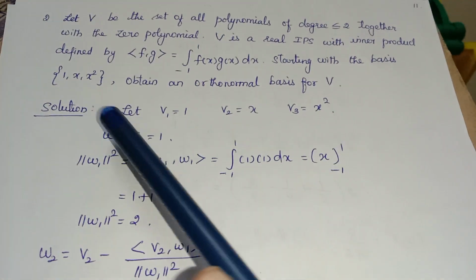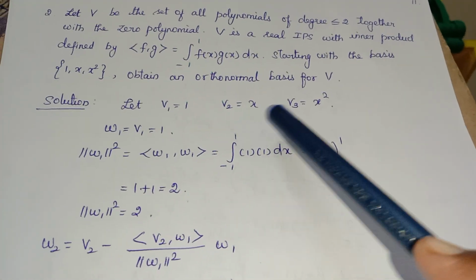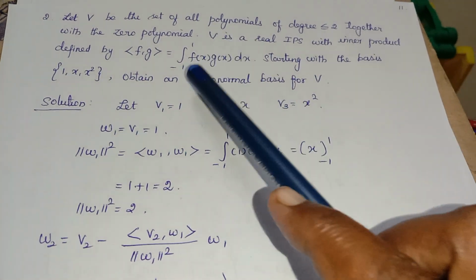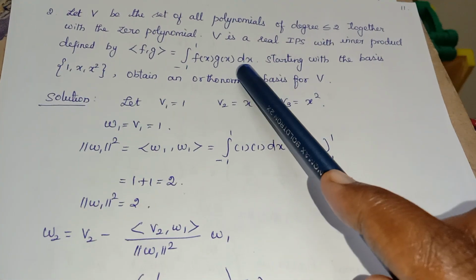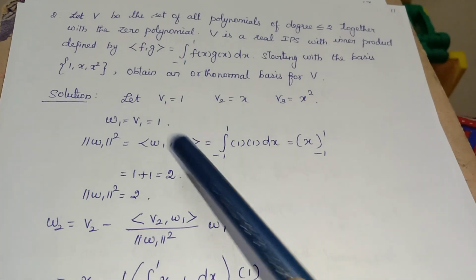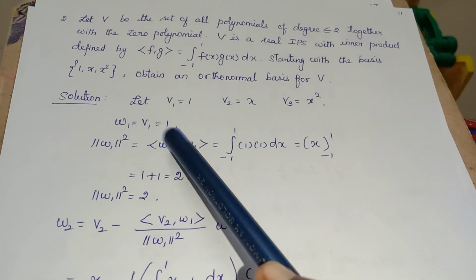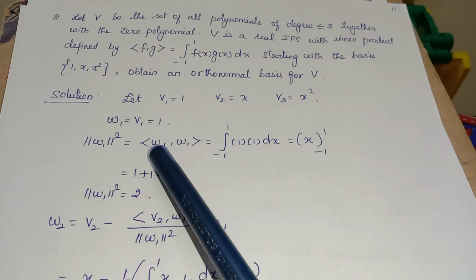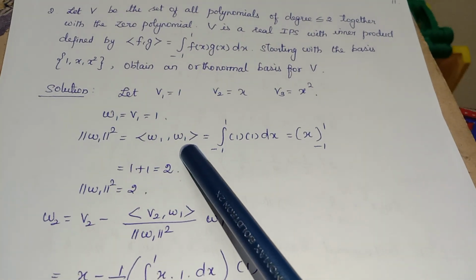So this is the basis given. So V1 equal to 1, V2 equal to x and V3 equal to x square. This is the inner product defined. So with respect to this inner product, we have to find the orthonormal basis. Right. So let W1 equal to V1 equal to 1. Then norm W1 square equal to what? Inner product of W1 with itself.